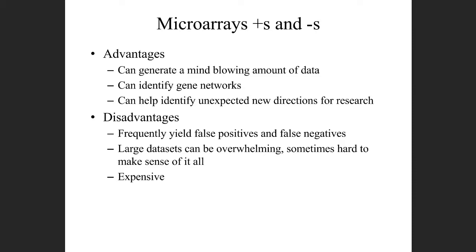So on the bright side, you get a lot of data. You can identify not just single gene traits, but networks of genes that have to work together. And then it gives you projects to follow up on. You try to figure out why a gene that's associated with one enzyme is also affecting this behavior. On the downside, you get lots of data and it can be overwhelming. You can get false positives and negatives. You have to actually do it a few times. And it's a little pricey.